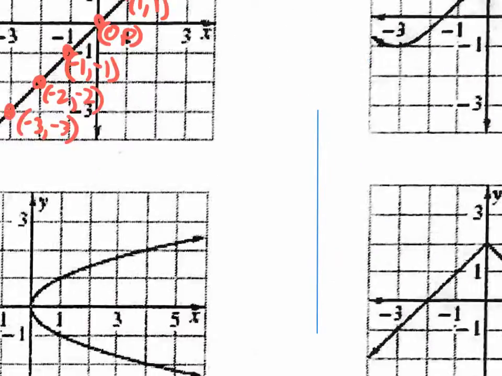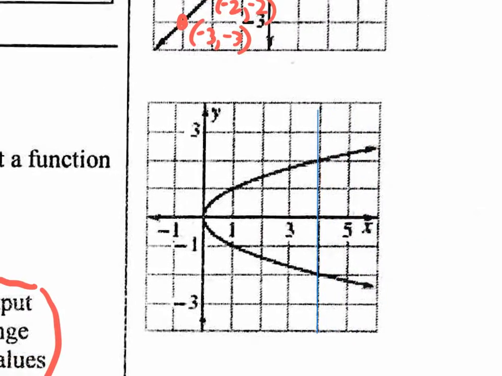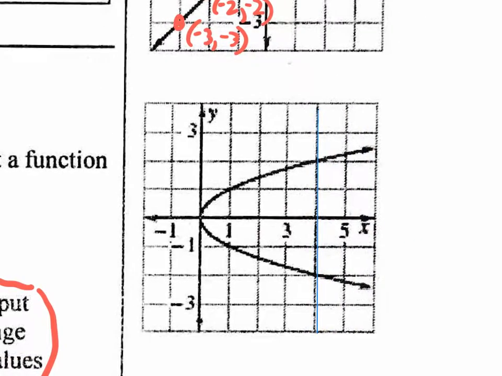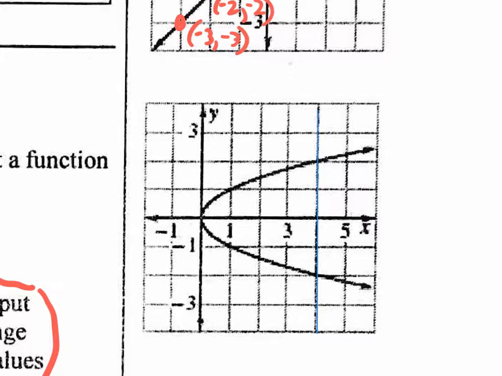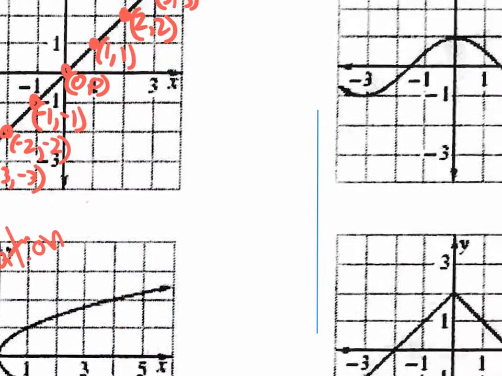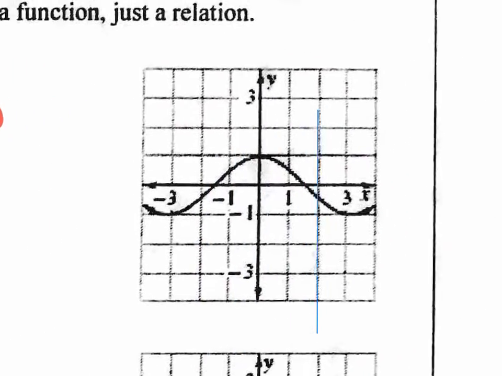Now check this one out. Does this pass the vertical line test? Heck no. Right here it fails the vertical line test. So this one right here is not a function. What is it? It's a relation. So everybody should write down relation on this one. Okay, let's go back up. I didn't do the second one. This one passes the vertical line test, right?